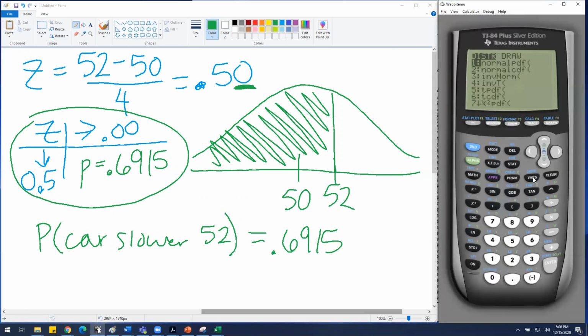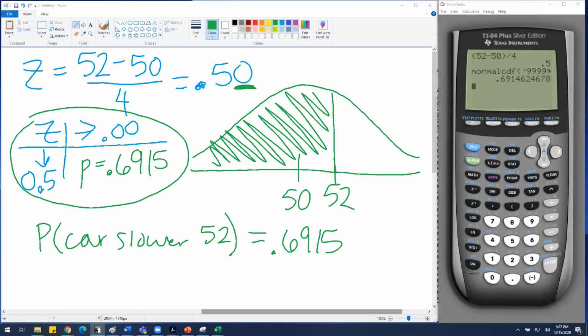Let's check this answer in the calculator. Second VARS, number 2, normal CDF. Now, since we're shaded to the left, we don't know what our lower bound is, so we just use an infinite negative number, so negative 99999. The upper stops at 52 miles. The mean is 50, standard deviation is 4. Paste your answer. Round to 4 decimal places, 0.6915, which matches the same answer we found by hand.